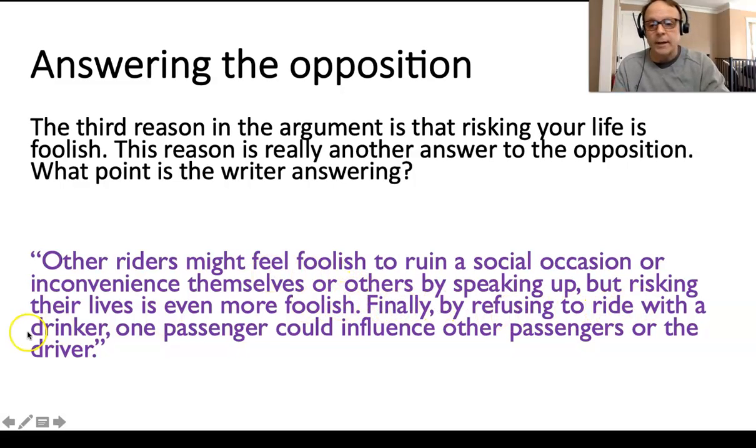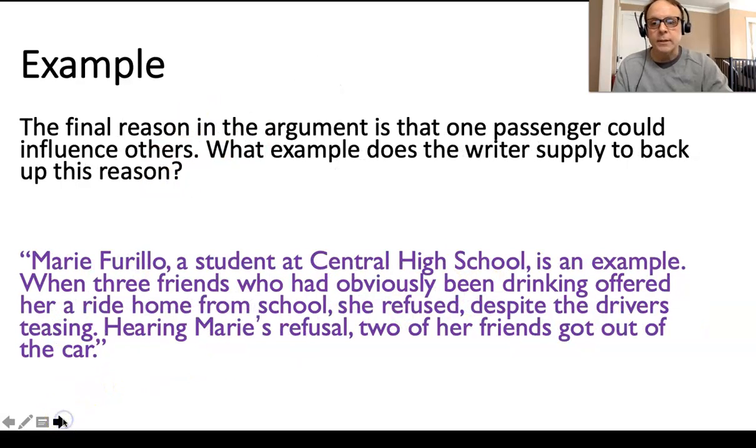Finally, by refusing to ride with a driver, one passenger could influence other passengers or the driver. So we get an answer to the opposition. It's dangerous, but then also this other reason. And then finally, there's one example in the paragraph. What example does the writer supply to back up this reason? So they have the reason, you could influence somebody. So that's a great reason to not ride with somebody who's been drinking.